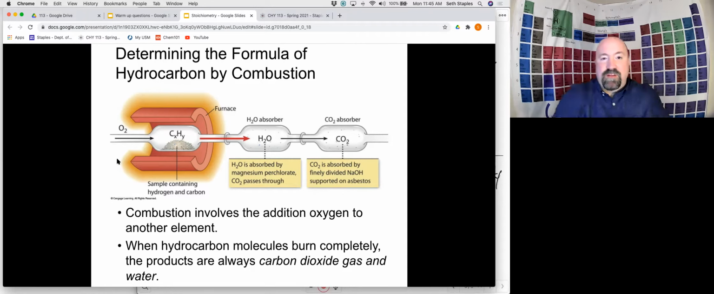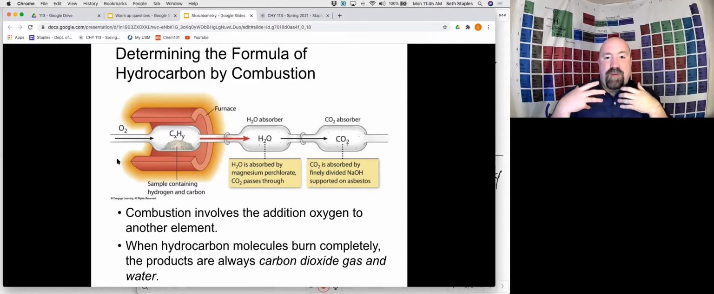So hydrocarbons containing carbon, hydrogen, or oxygen. So something like glucose, C6H12O6, is a hydrocarbon. When hydrocarbons burn in oxygen, when they go through a combustion reaction with oxygen, the only products, if it's a pure hydrocarbon with nothing else in there, are going to be H2O and CO2, just water and carbon dioxide.